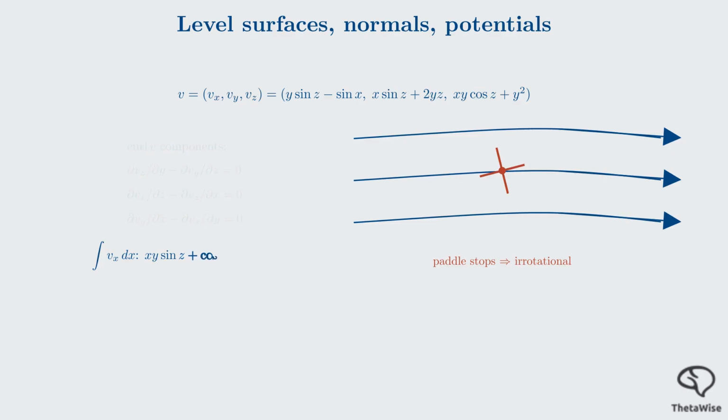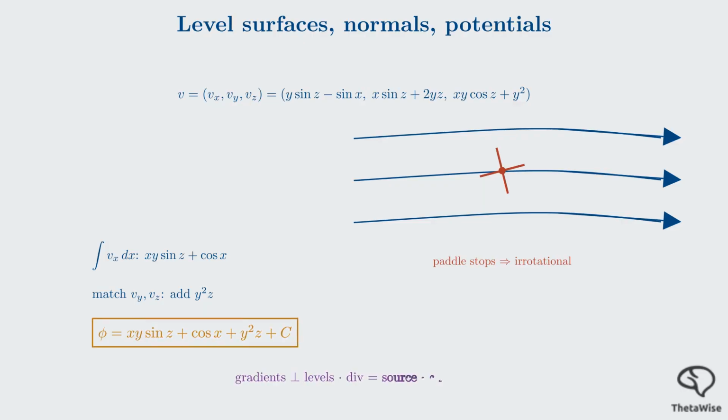Integrating the first component with respect to x gives xy sine z plus cosine x. Matching the y and z components adds y squared z. The velocity potential is phi equals xy sine z plus cosine x plus a constant. The important pattern is consistent. Gradients point normal to level surfaces. Divergence measures source strength, and curl detects rotation.